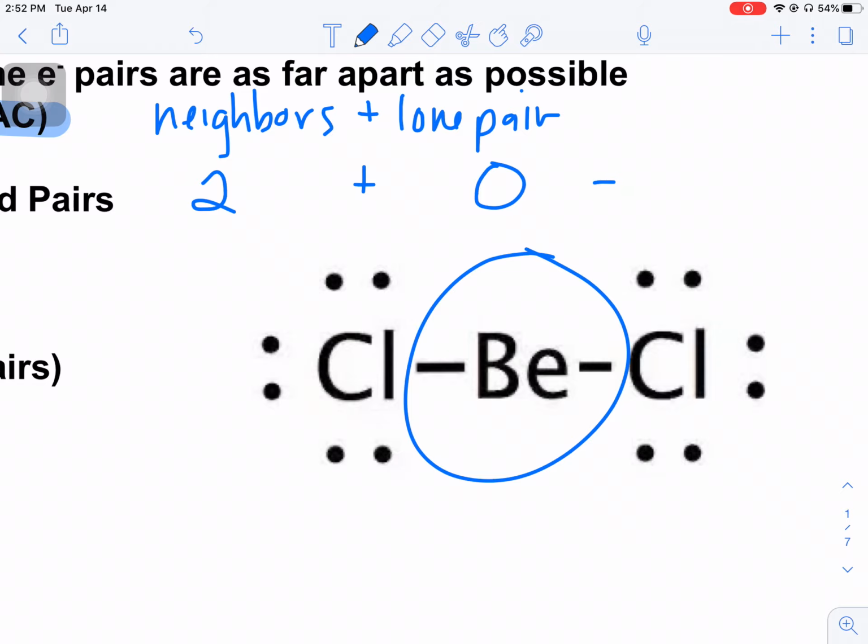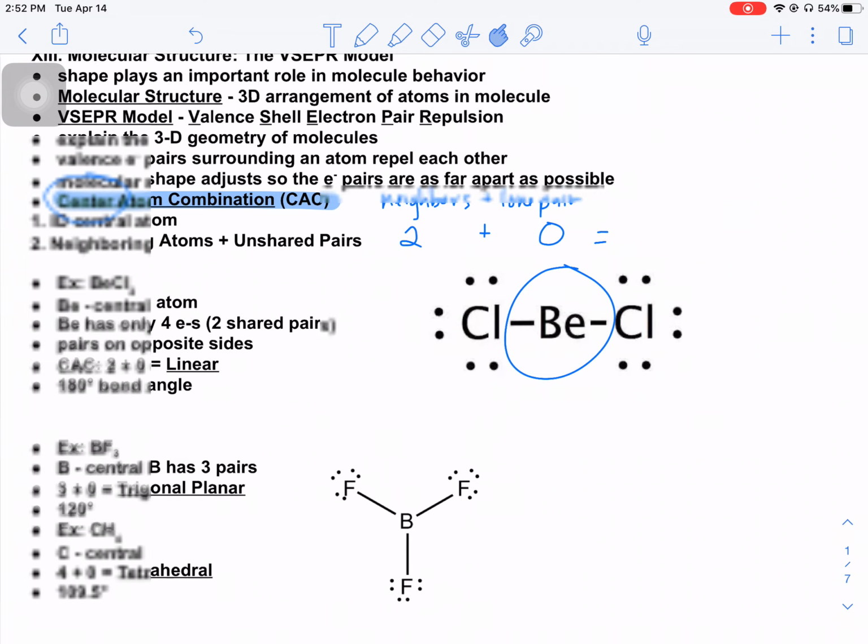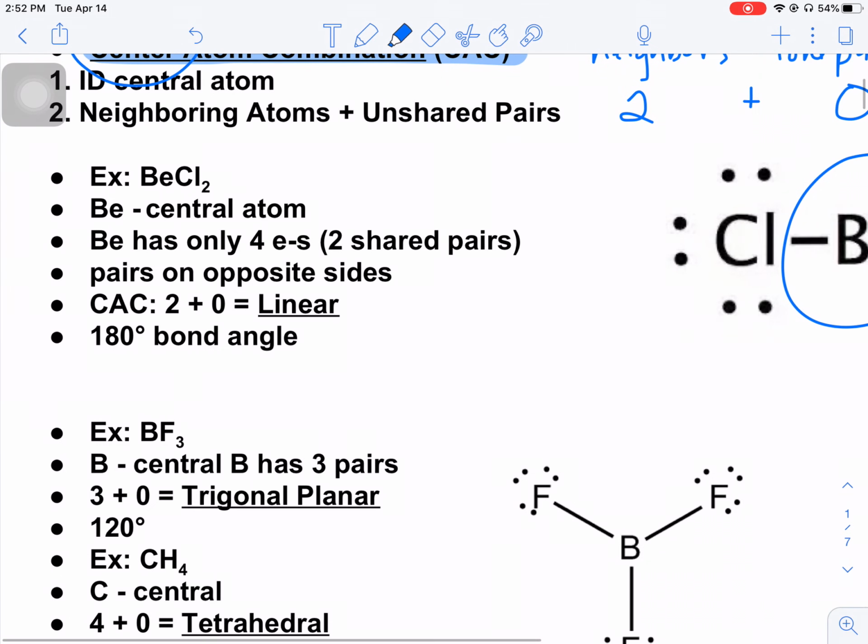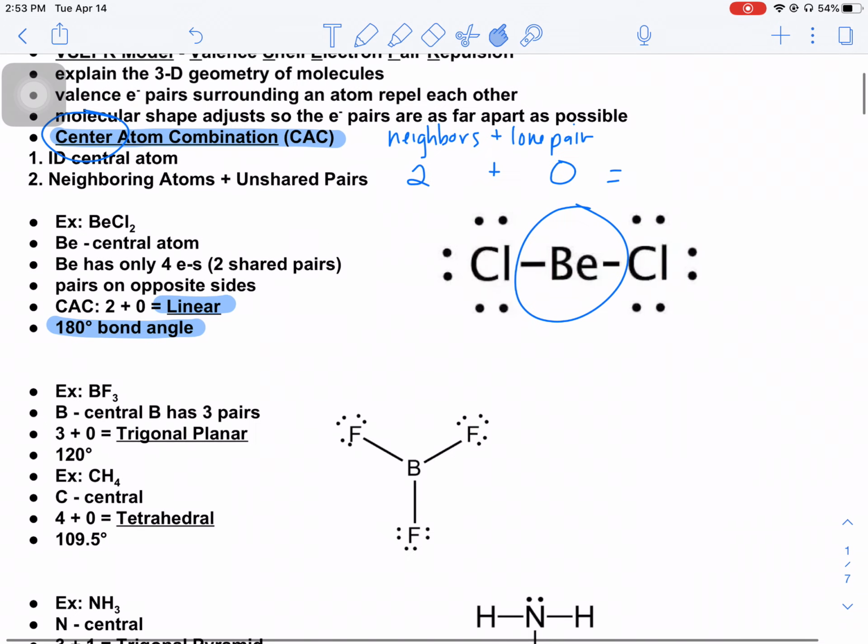So for beryllium, our answer is 2 plus 0, and 2 plus 0 leads us to believe that this molecule would be linear, and that our bond angle would be 180 degrees. So these three atoms are in a single file line, and if you were to make an angle ABC, it would be 180 degrees. All right, so let's do another example.